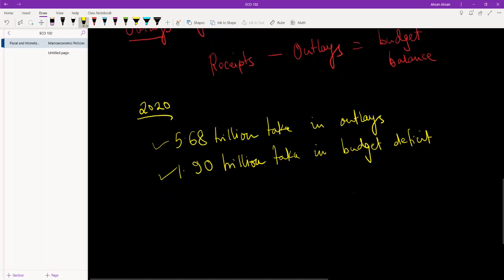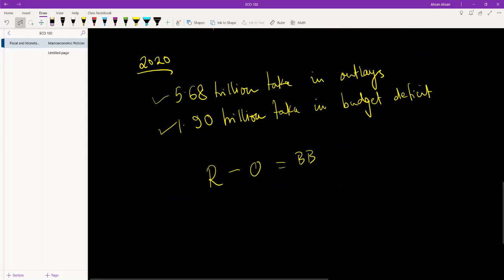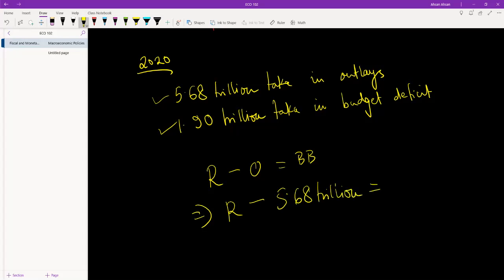So now, from this information, if I were to ask you, what is the total income of the government, or revenue? Actually, income is the wrong word in this case. What's the total revenue or receipt of the government? How should we calculate that? What we know is that revenue or receipt minus the outlay or expenditure gives us the budget balance. I'm writing it in short. So what do we know? We do not know the receipt, but we know that there is an outlay of 5.68 trillion, and that would give us a budget deficit of 1.9 trillion.